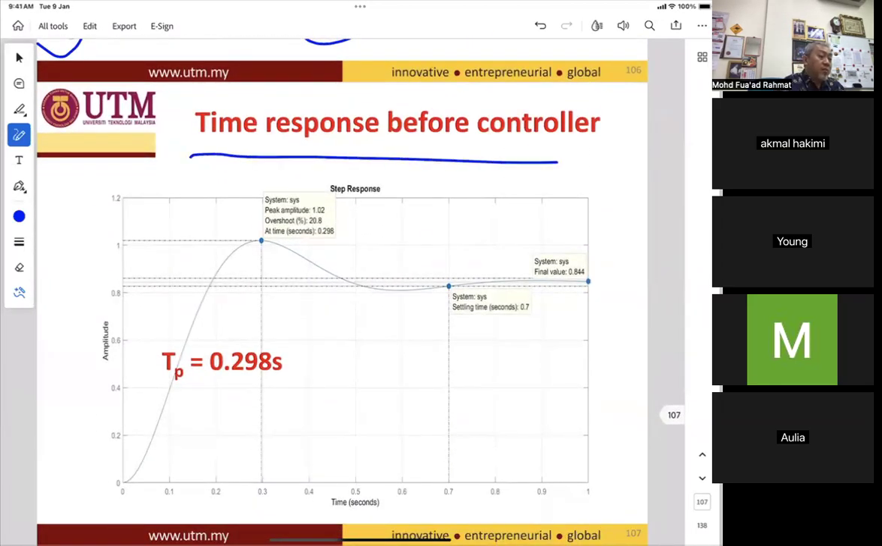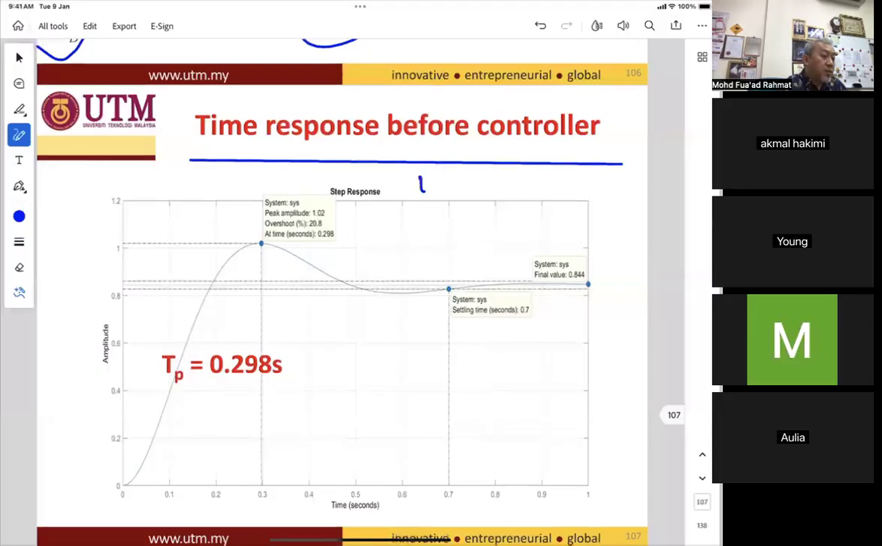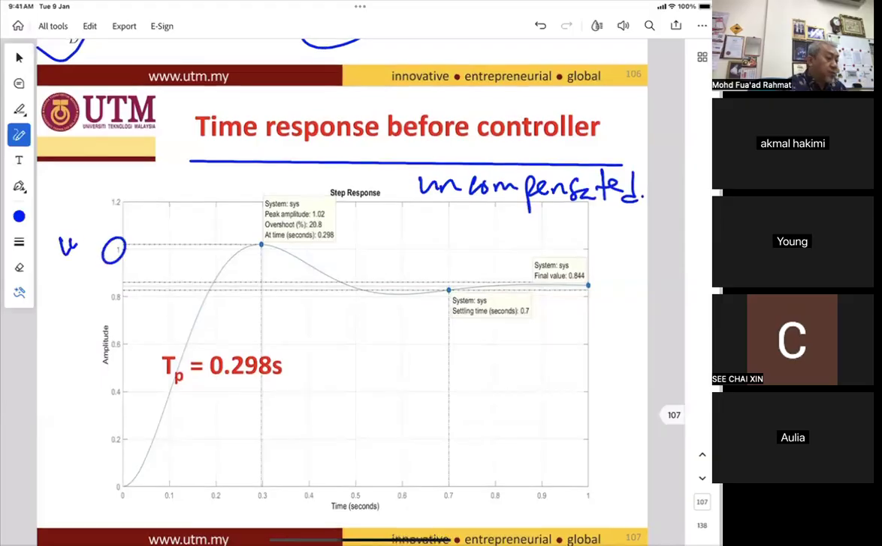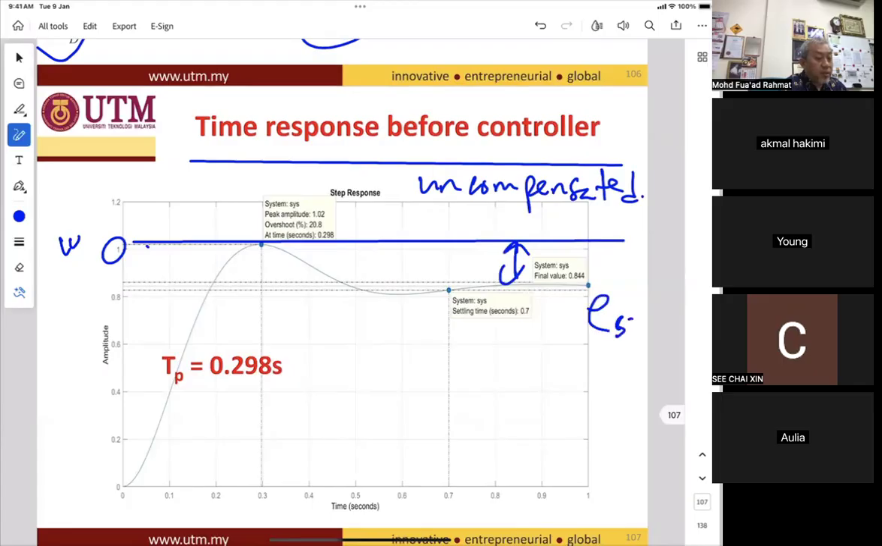Then we test the time response before the controller, which we call uncompensated. And you can see that the input is 1 volt. Then we have a problem here, which is the steady state error. So what is the value of steady state error over here?